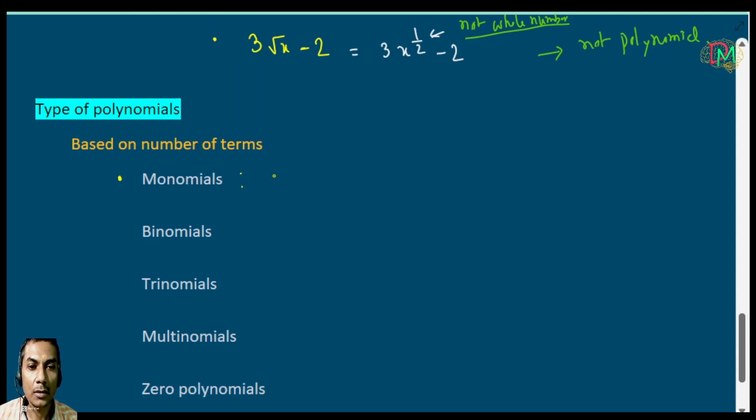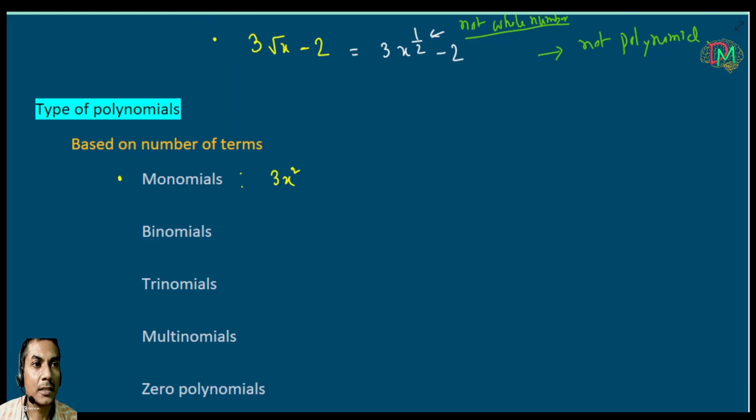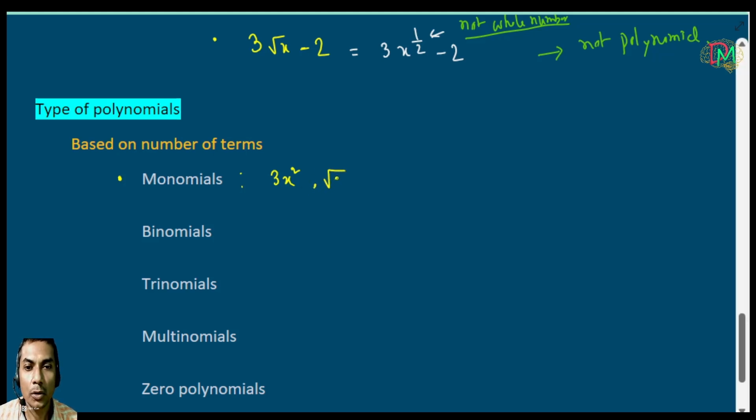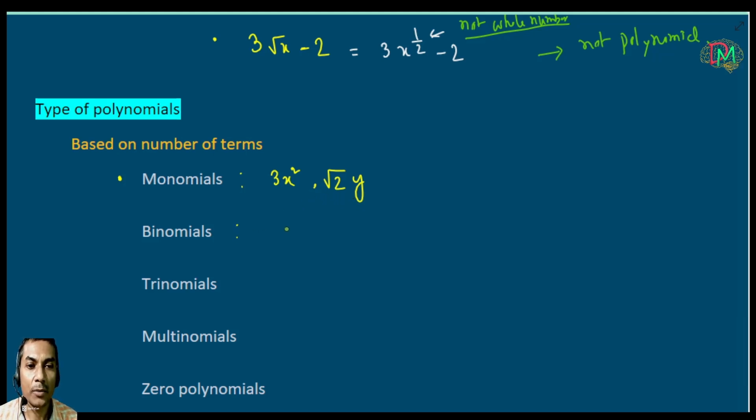If I tell you 3x square, this is a polynomial and has one term. Root 2 y is also one term. Okay, this is a monomial. What is a binomial? A binomial actually has two terms. If I tell you 2x square plus 9 and 4y cube plus y, so these have two terms.